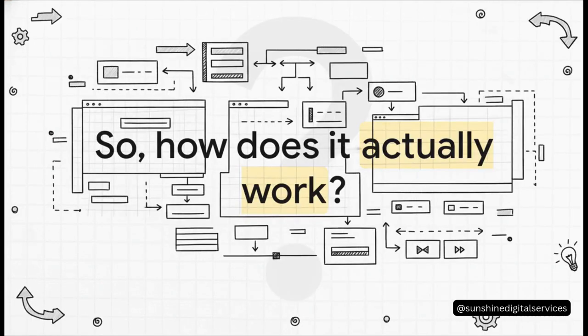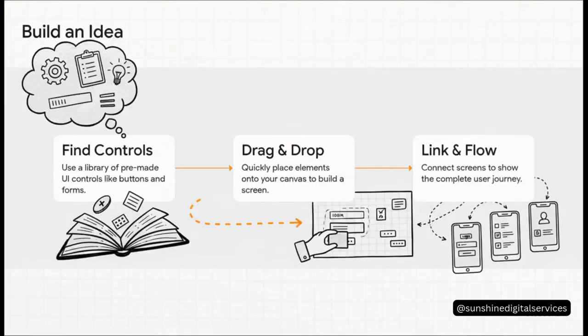You might be thinking it takes some kind of special design skill, but honestly, the process could not be more straightforward. It really is this simple. First, you find a piece you need from this huge library of components. You know, things like buttons or login forms or menus. Second, you just drag it and drop it onto your canvas. And third, you can link different wireframes together to show exactly how a user would move from one screen to the next. And that's it. You've just visually mapped out your entire idea in, like, minutes.